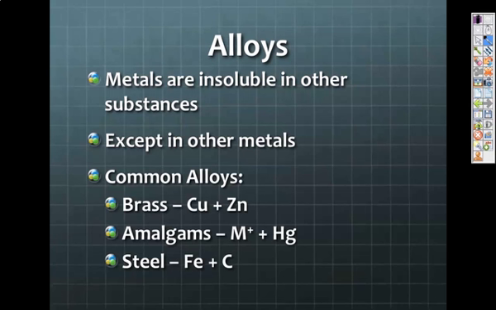Some of the most common alloys are brass, which are copper and zinc, amalgams, which are really any metal cation with mercury, and steel, which is iron and carbon.